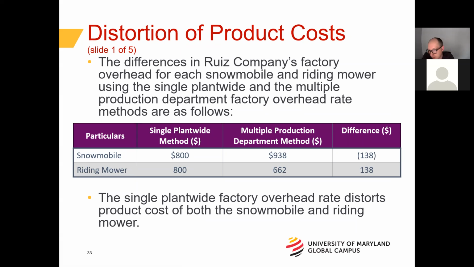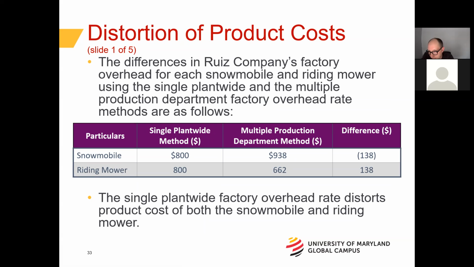Distortion. I'm sure there's probably a bunch of other definitions, but that's what distortion is in accounting: the difference. We can see the difference in the allocation. $800 single plant-wide rate method, $938 multiple production method for snowmobiles. That's a difference of $138. Same for riding lawnmowers: $800 single plant, $662 multiple production. That's a $138 difference. Based on this difference, the multiple production department method is the most accurate.